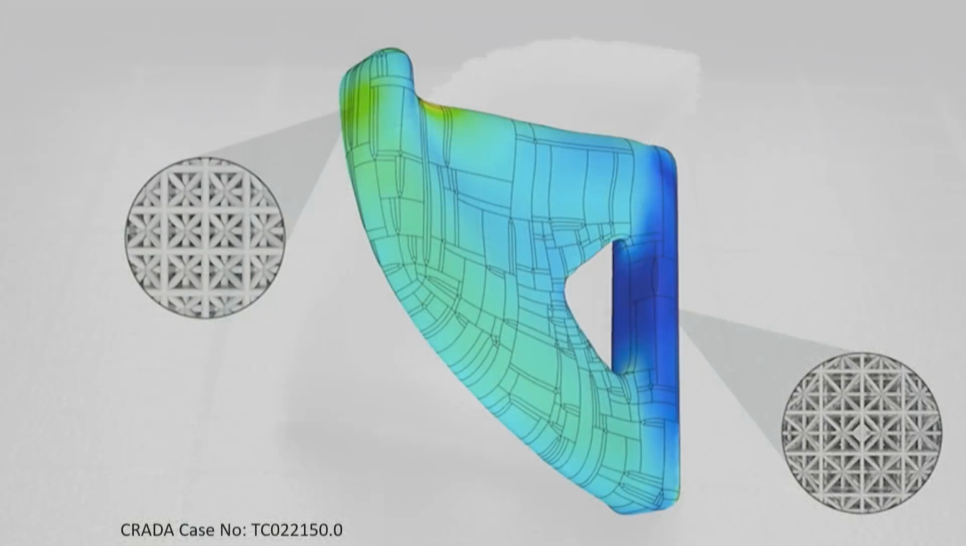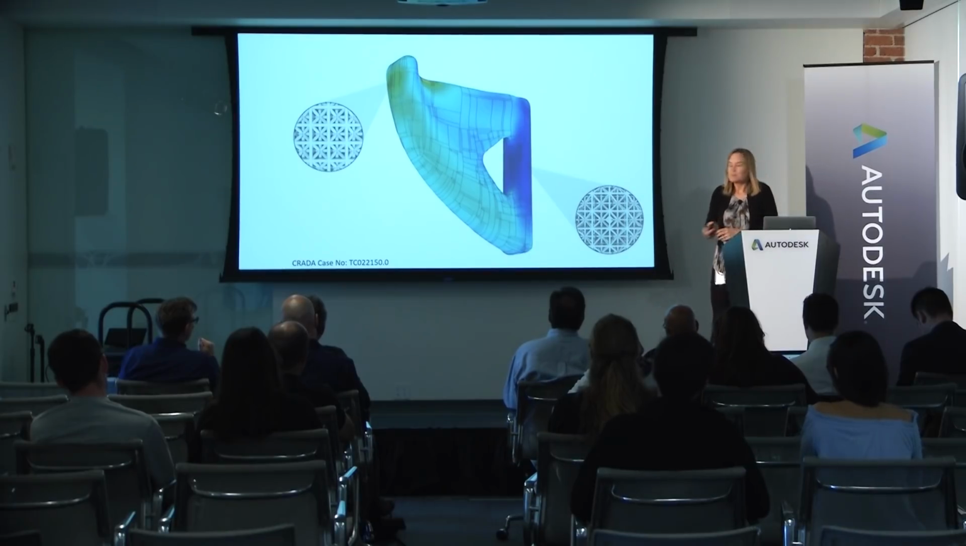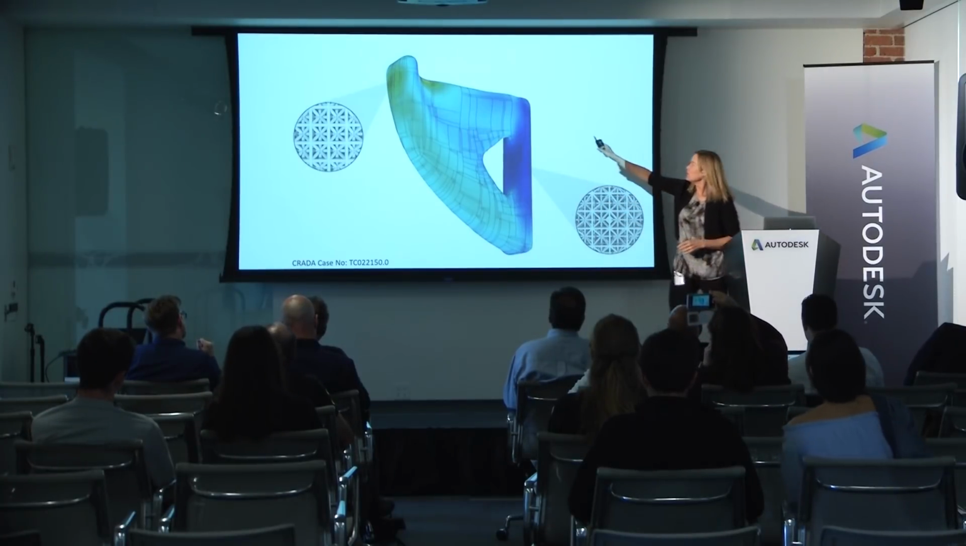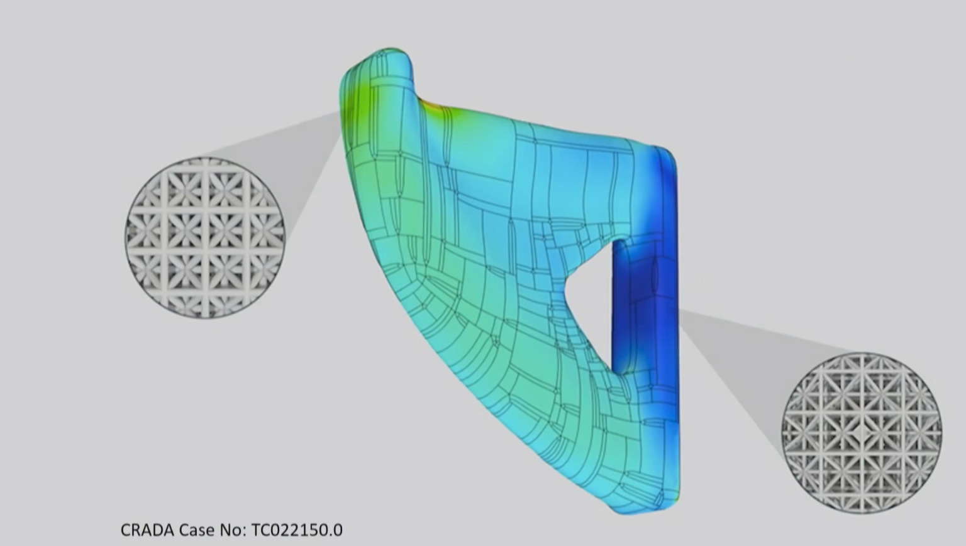Now, if my slides would advance, there we go. You can see where the load is high, it's a cantilever, those struts are thicker. The load is going to be less here, and those struts are not as thick. So the result here is that we're filling in white space in an Ashby chart.